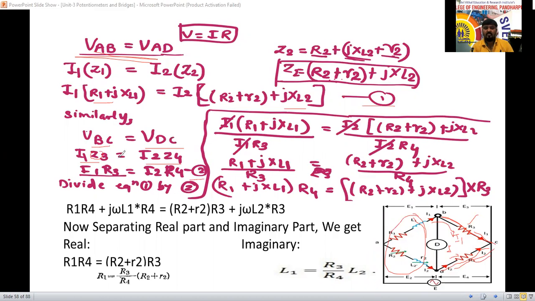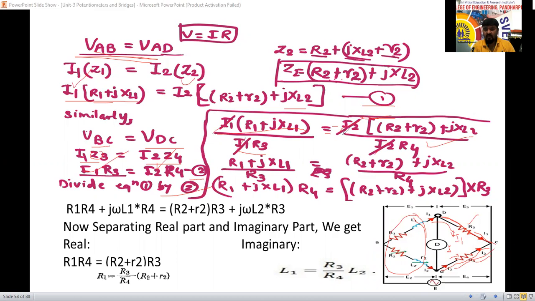Now here the I1 term is there in both, and the I2 term is there in both. Dividing equation 1 by equation 2, we will get these terms cancelled. So I1 times R1 plus jXL1 from equation 1, divided by equation 2, where I1 R3 equals I2 times R2 plus r2 into jXL2. Here I2 will get cancelled, and I1 gets cancelled here now.